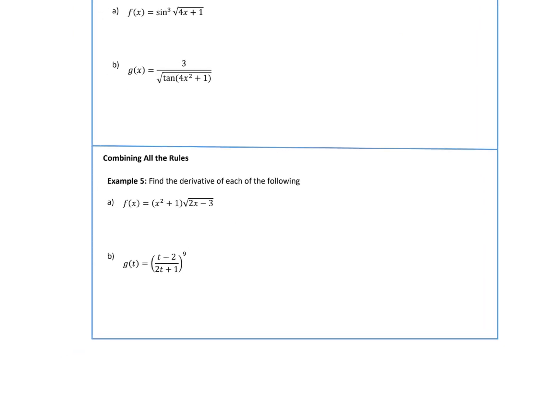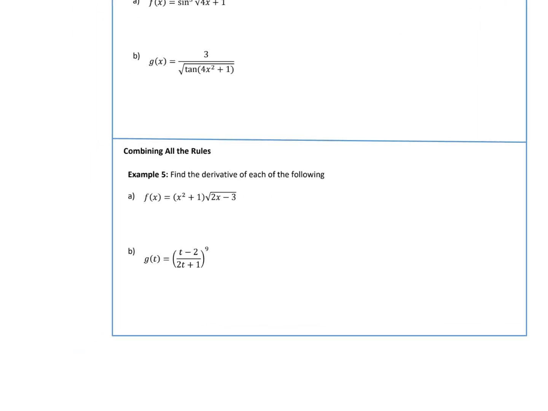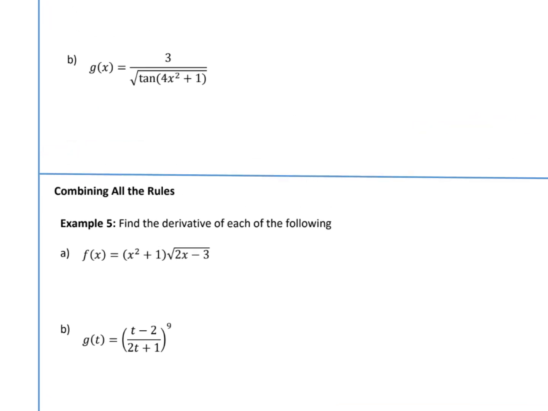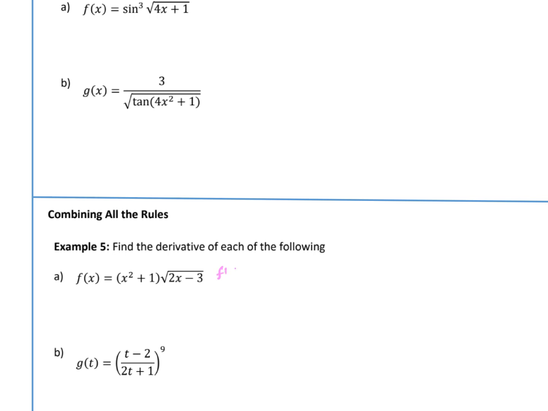All right, this one's combining all the rules, so we're going to have a little bit of product and chain rule involved here. So it's going to be the first, it's product rule. So it's going to be the first times derivative of the second. So it's 2x minus 3 to the 1/2 power. So it's going to be 1/2 2x minus 3 to the negative 1/2, lower the power by 1, times derivative of the inside, plus the second, so 2x minus 3 to the 1/2 power times 2x.